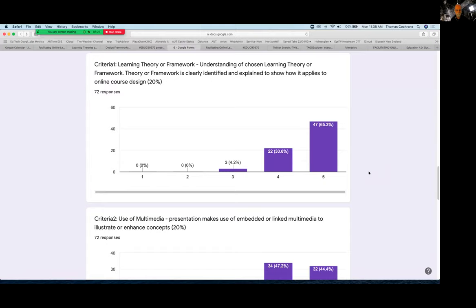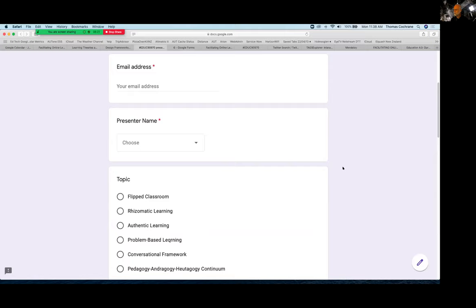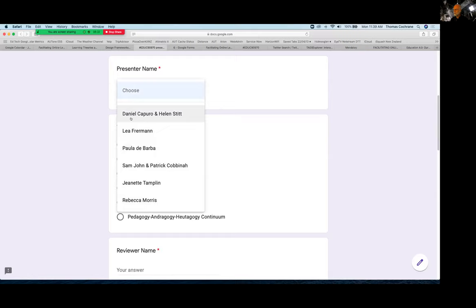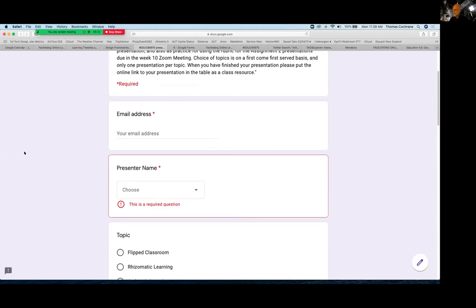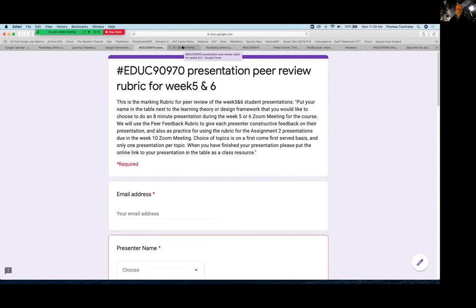So what I've done this week, if you look at the form for this week, is make it a drop-down so you can choose, and that will make it easier to search by that field. And then it's select the topic as well. Hopefully I'll fix my flaw in the form. This is just formative anyway, but it'll be fixed for the assignment too.